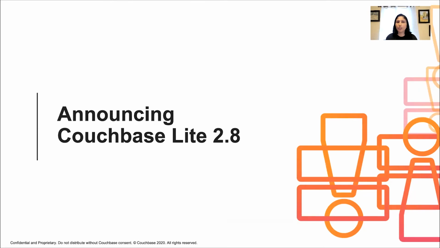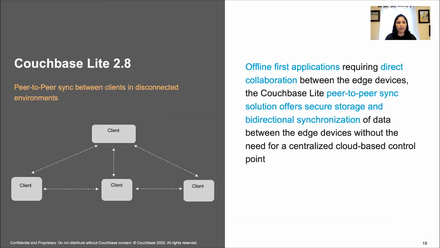So switching gears to Couchbase Lite. What's new in Couchbase Lite 2.8 for edge computing? In 2.8, we are introducing support for our enterprise-grade, secure bidirectional peer-to-peer data sync technology. You can sync data directly between Couchbase Lite-enabled devices without the need for a centralized control point.